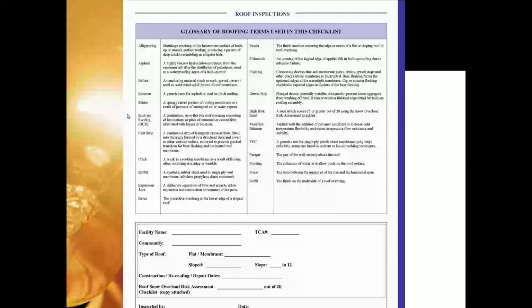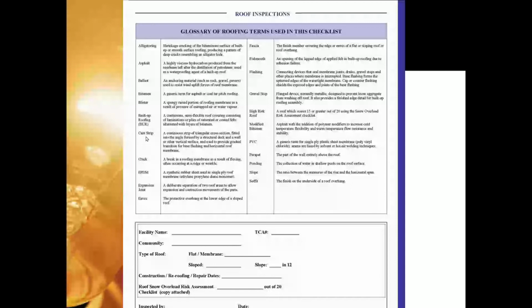No one cares. Blister, a spongy raised portion of roofing. Okay, we might have that. Built up roofing, BUR. A lot of your roofs are that way, or the shingle. So a continuous semi-flexible roof covering consisting of laminations or plies of saturated felt. It's called a 3-ply roof. Can we just move on? So it's a 3-ply roof, or built up roofing is the same product. Cant strip.